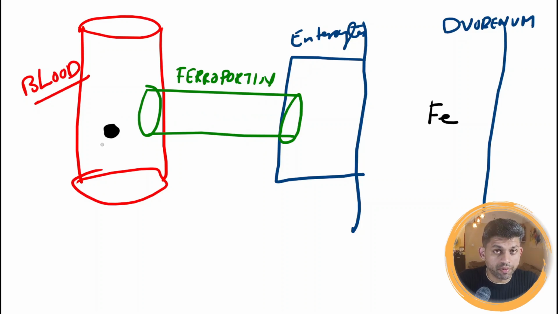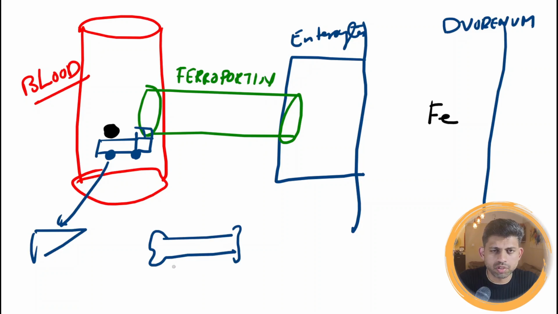Iron cannot be left free in the circulation as it's dangerous. So iron is bound to a protein called transferrin, which takes iron to the liver and the bone marrow for storage and production of hemoglobin and RBCs.